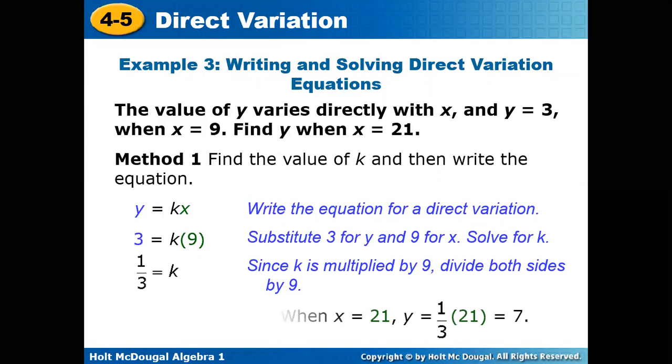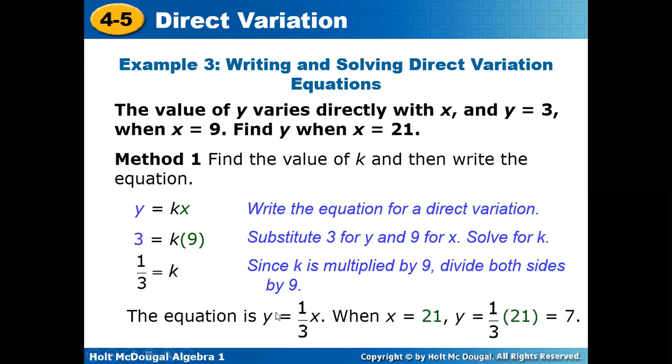So you can rewrite the equation like this. y equals 1/3 x. We replace this k and we put a third. Now, when x is 21, we can find the value of its corresponding y. So y equals a third times 21. A third times 21 is 21 divided by 3, which is 7. This is the first method.